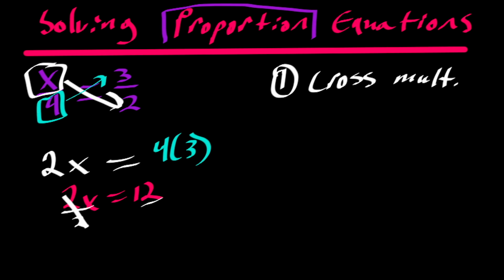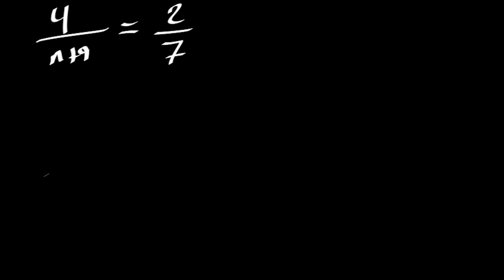So let's do another one. That way you can actually see a couple different variations, because this variation is one that gives people trouble. As we do it, I'll give you a few tricks to help yourself out. So once again, is this a proportion? Well, yeah, there's one fraction, 4 over n plus 9, and then here's our second fraction, 2 over 7.